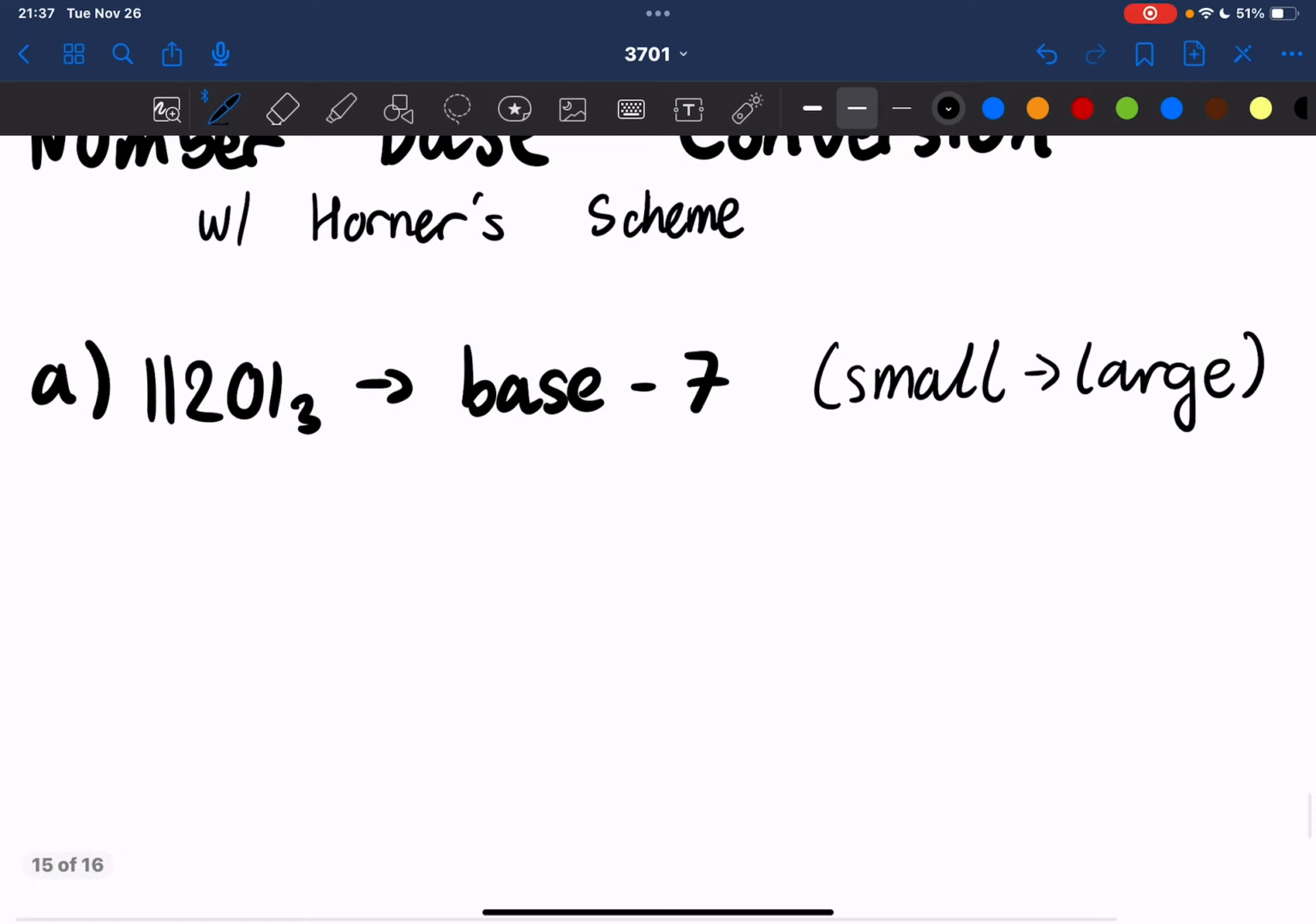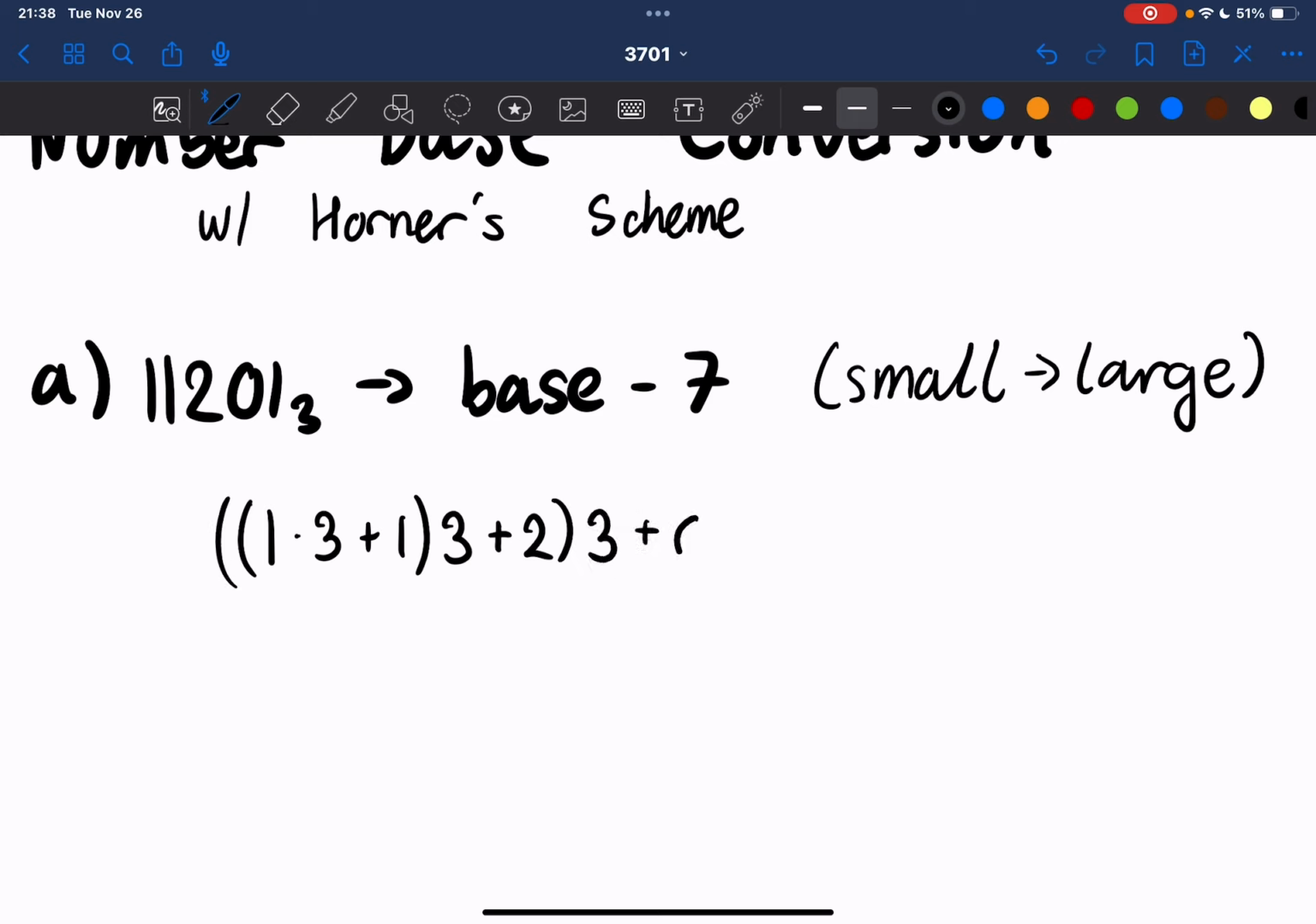What I mean by that is, let's take the first digit and multiply it by the base. Then let's add the next digit, so that's 1, and put parentheses around that. Let's multiply by the base again, add the next digit, which is 2, parentheses again, multiply by the base, add the next digit, which is 0, parentheses again, multiply by the base again, and then finally add the last digit. So we have all of our digits, 1, 1, 2, 0, 1, and we've got four threes.